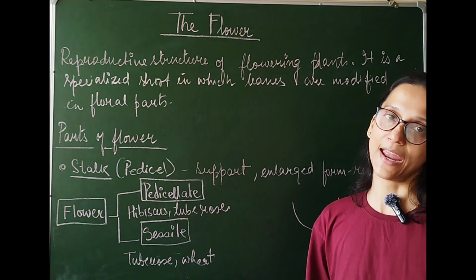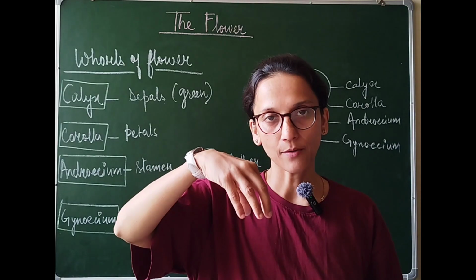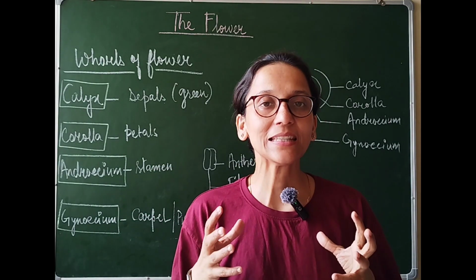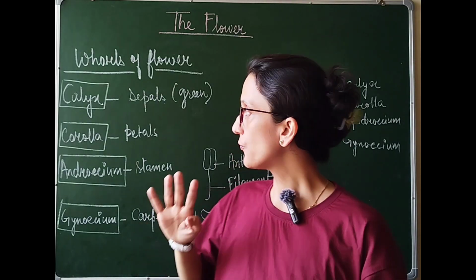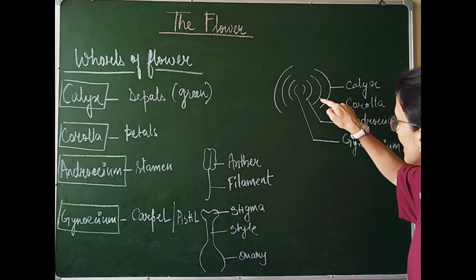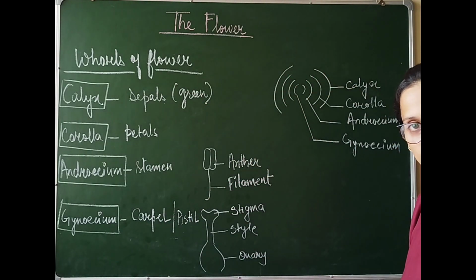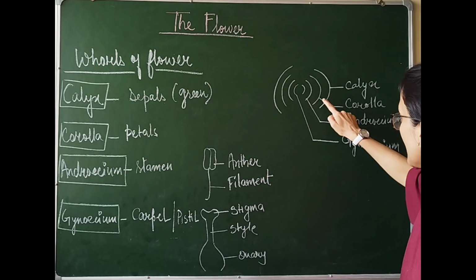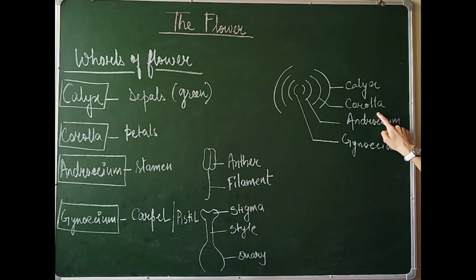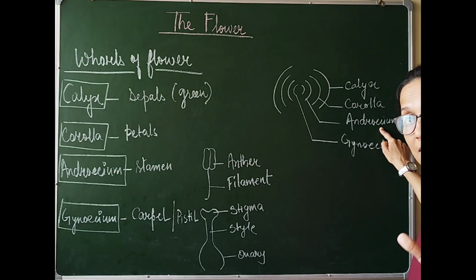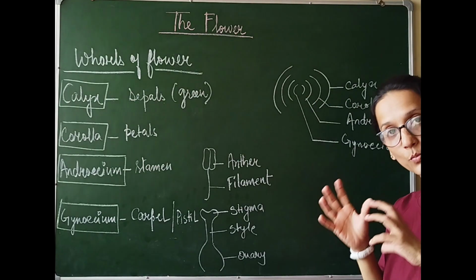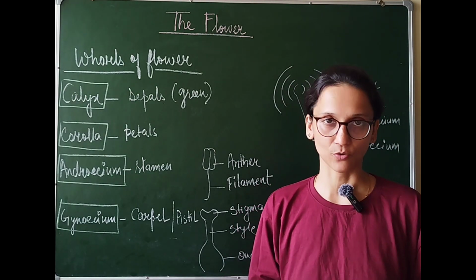tuberose, wheat and rice. Now when you observe a flower from top, we find there are 4 layers in a flower, and these layers are called whorls. So the 4 whorls of a flower are arranged like this when they are observed from top. The outermost one is called calyx. The second to calyx is known as corolla. Then next is androecium, which is the whorl comprising the male part of the flower, and inner to this is gynoecium, the whorl that comprises the female part of the flower.